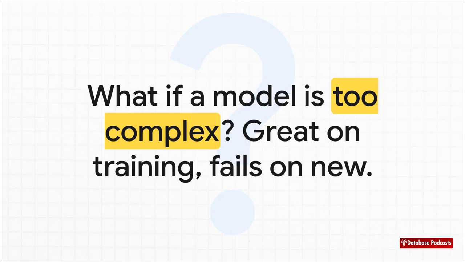Okay, so bootstrapping is all about understanding confidence. But let's switch gears to a totally different problem. What happens when your model is just too complex? It has dozens, maybe hundreds of variables. It might predict your training data perfectly, but the moment you show it some new data it's never seen before, it just completely bombs. What's going on there?